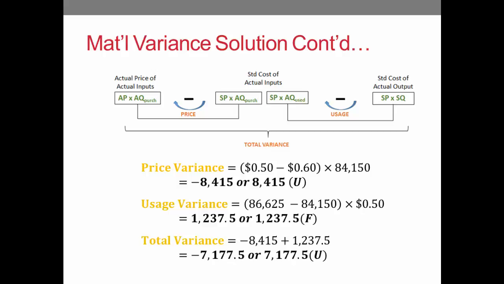With our usage variance, we took the standard quantity of the actual units produced, that 86,625, subtracted the actual quantity used, 84,150, and multiplied by the standard price. And that gives us a favorable variance of about 1,200. And that makes sense also because we have that standard of 86,000 and the actual of 84,000, which means that we budgeted more than we actually used. The 8,000 unfavorable and that 1,200 favorable give us about 7,177 unfavorable, and that makes sense.